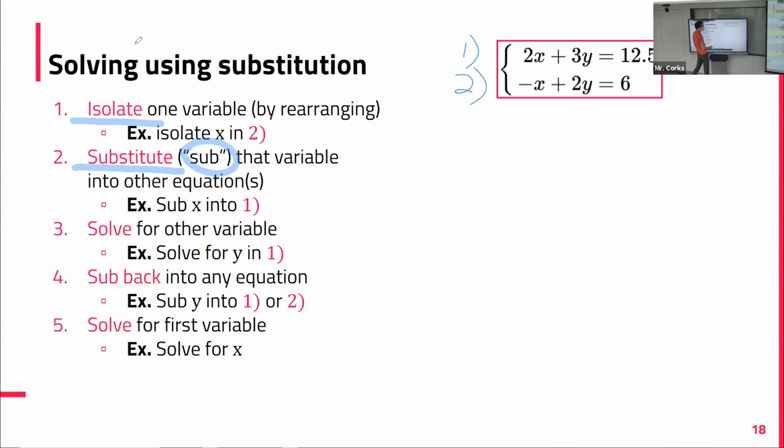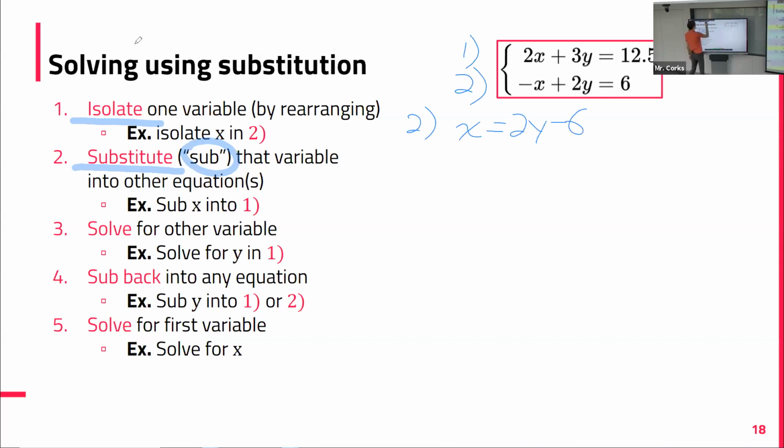So isolate x in number 2. That looks like the easiest one to do. We could isolate any of these other ones, but if we do x in the second equation, we don't have to multiply or divide by anything. It's just easier. So isolate equation 2, rewrite as x equals 2y minus 6. Okay, done.